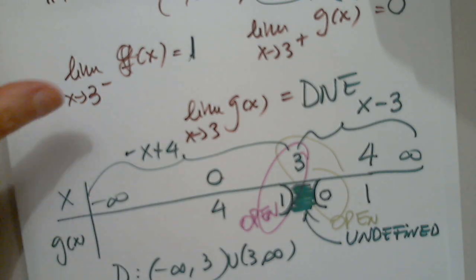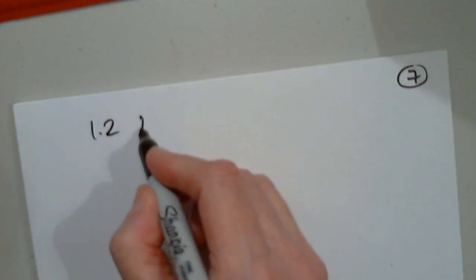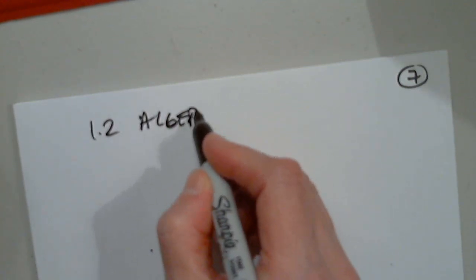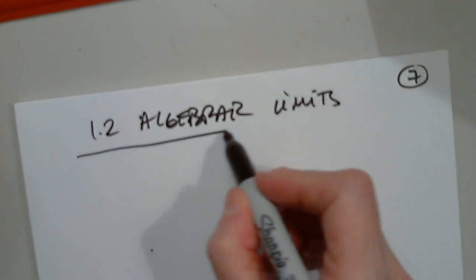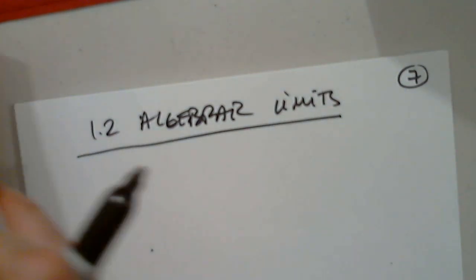Okay. So that's my page 7. So in 1.2, algebraic limits. So notice one thing what we did so far.